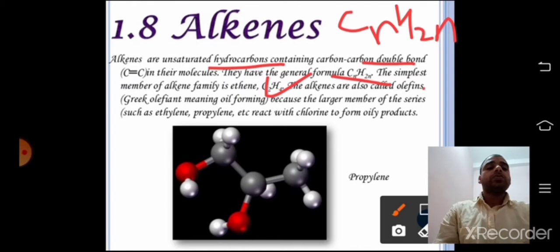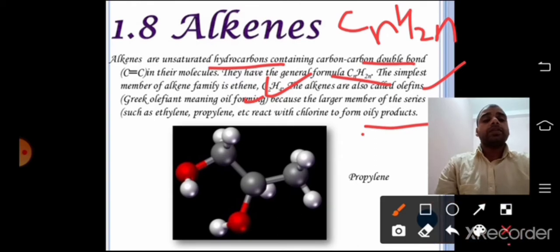And alkenes are also called olefins. We have previously discussed that. It means oil forming, because the larger members of this series, such as ethylene and propylene, react with chlorine to form oily products. That's why they are called olefins.